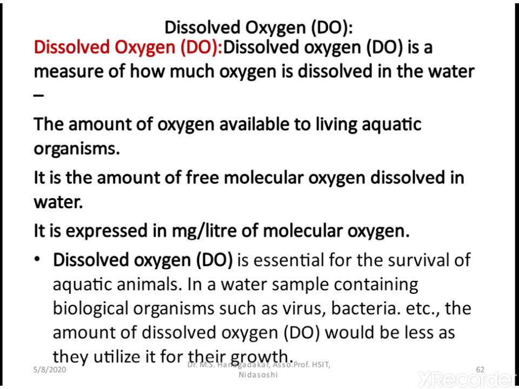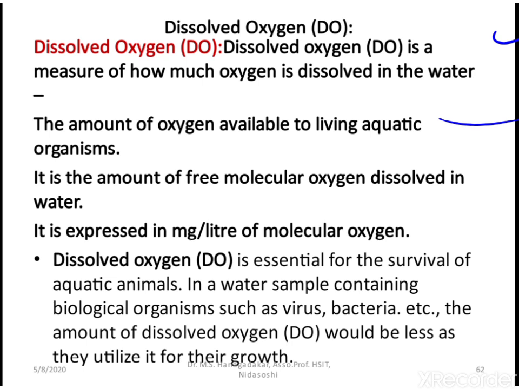Hence, what is the meaning of dissolved oxygen? Dissolved oxygen is a measure of how much oxygen is dissolved in the water. That means it is the amount of oxygen available for living aquatic organisms, or it is also defined as the amount of free molecular oxygen present in the water. Dissolved oxygen is always expressed in milligram per liter of molecular oxygen.